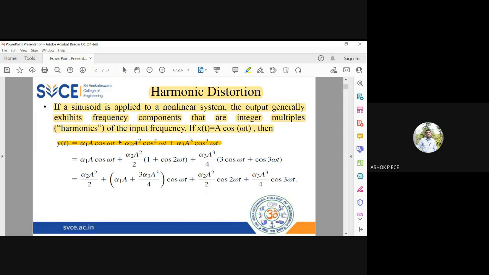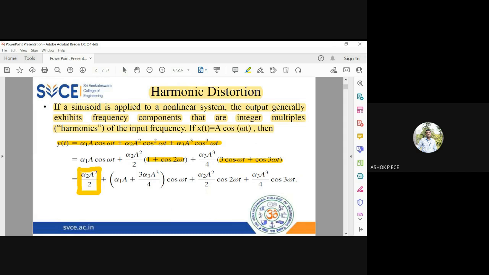The first component is our original frequency, the second component is square, the third component is cube. Substitute x of t, and you get alpha 1 a cos omega t plus alpha 2 a square cos square omega t plus alpha 3 a cube cos cube omega t. You have formulas to convert cos square and cos cube into cos terms. Use the formulas, and convert all the cos square and cos cube terms in terms of cos. Now group the common terms. There is one term which does not have frequency, that is called the DC term. It is alpha 2 a square by 2. This is your DC term.